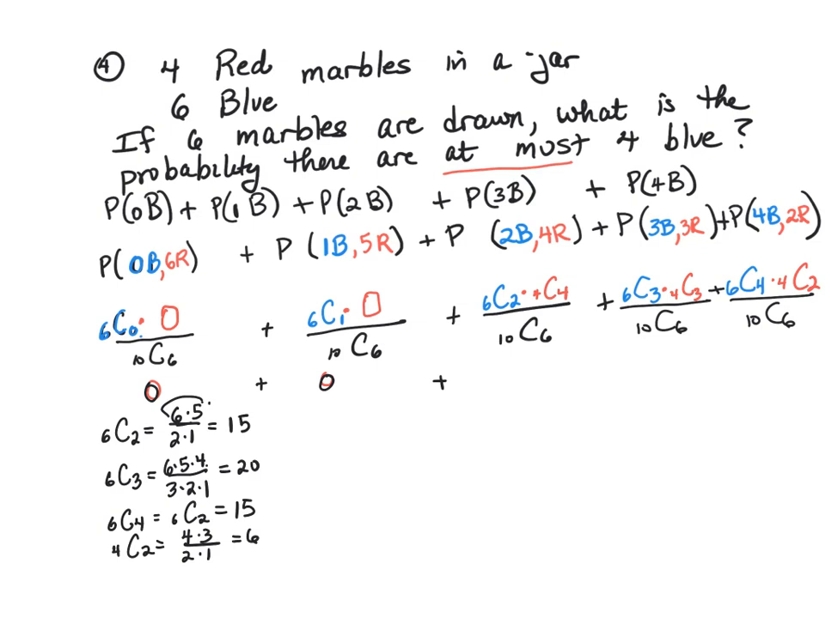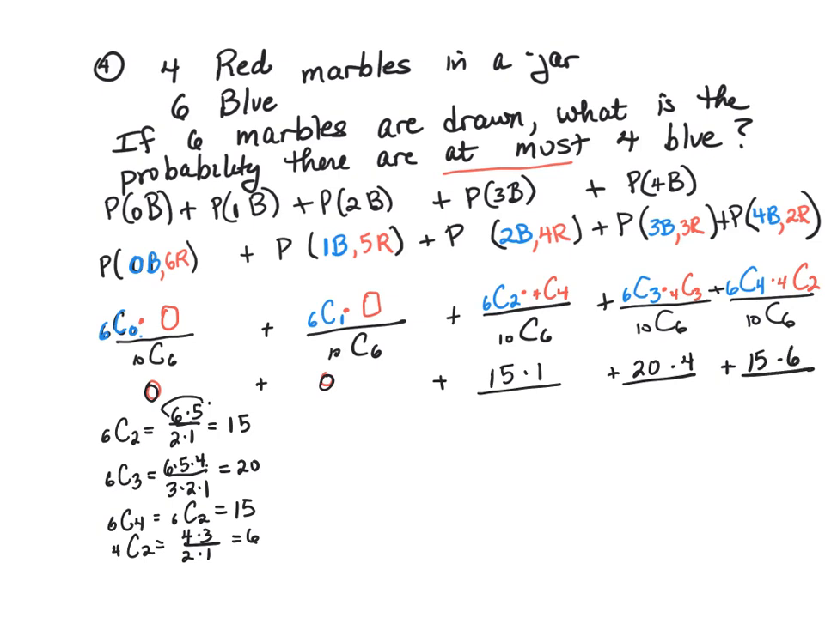Now, let's put it all together. The numerator for this fraction would be 15 times 1 over some number, which I didn't compute yet. 6C3 is 20 times 4C3, which is 4C1, which is 4, over the same number. And then 6C4 is 15, and 4C2 is 6, over some number.